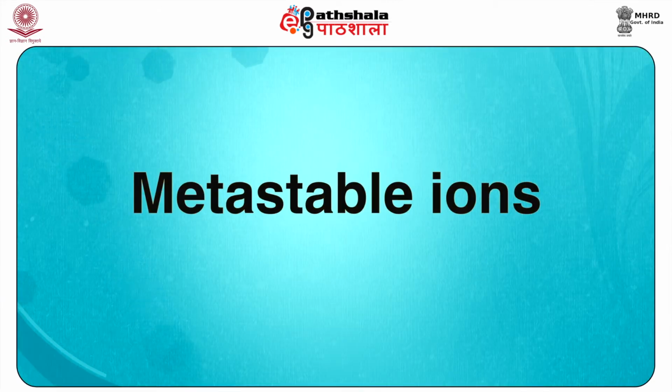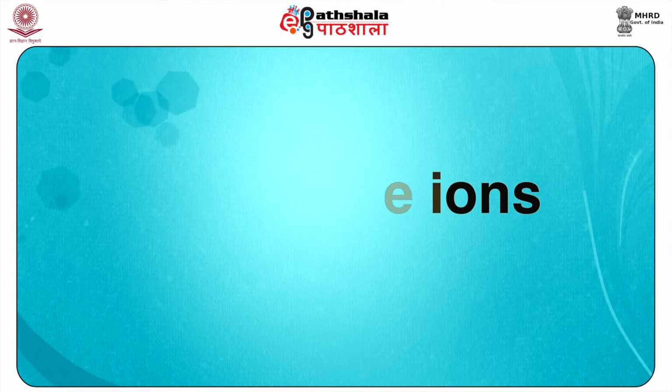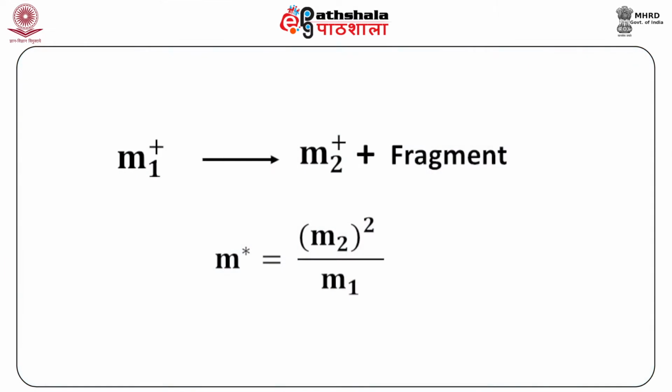Now let us come to another important definition, metastable ions. The ion appearing at an m/z ratio depends on its mass as well as the mass of the original ion from which it is formed. This ion is called the metastable ion. These peaks are usually broad and appear at non-integral values of m/z. The presence of a metastable ion peak links two peaks together, or you can show it as m1+ gives rise to m2+ plus a fragment.